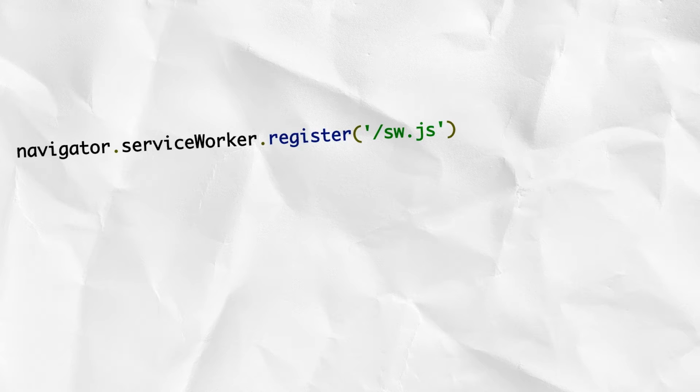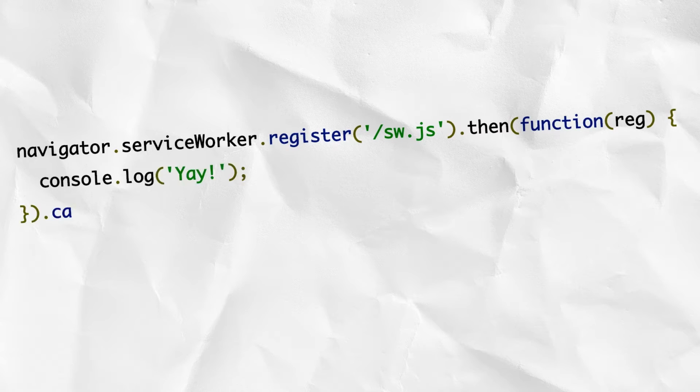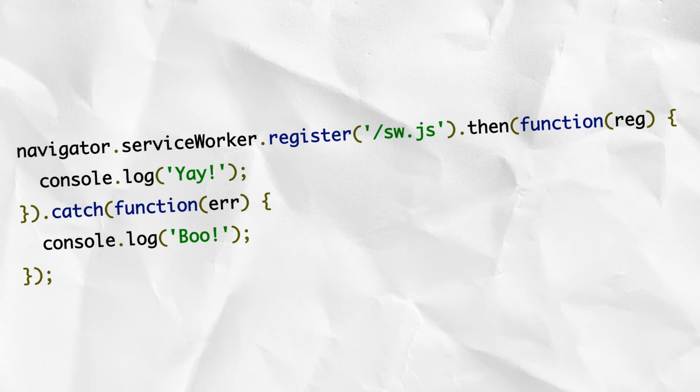You register a service worker like this, giving the location of your service worker script. It returns a promise, so you get callbacks for success and failure. If you're unfamiliar with promises, don't worry, we'll guide you through the bits you need to know throughout the course. If you call register when the service worker's already registered, that's fine. The browser won't re-register it, it'll just return a promise for the existing registration.